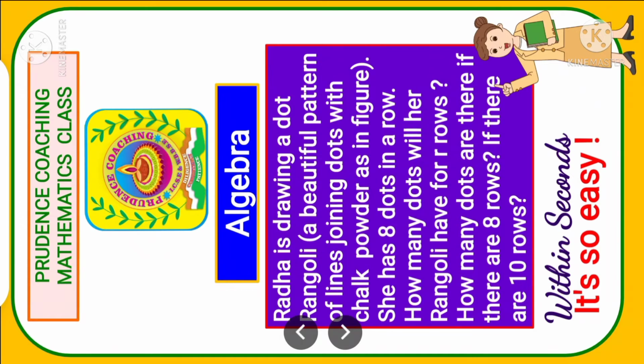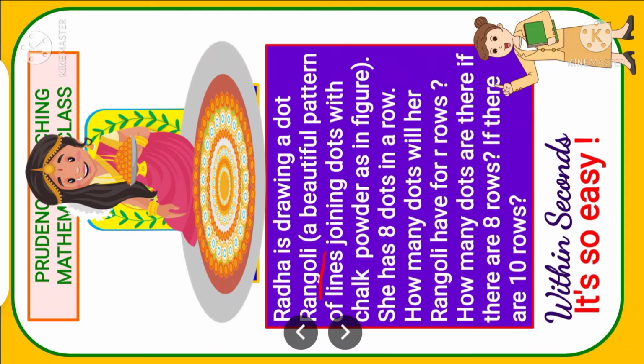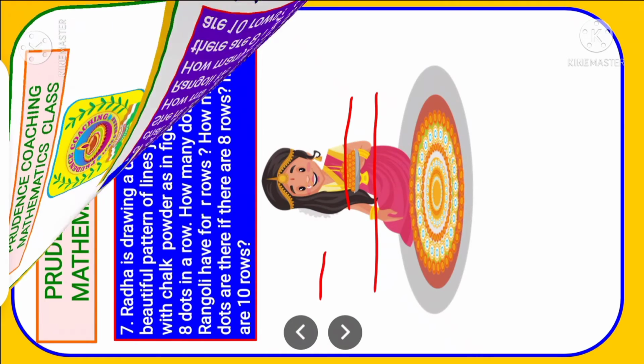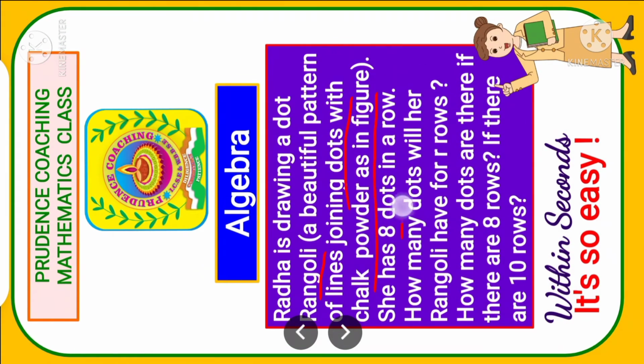So let's read the question first. Radha is drawing a dot rangoli. So Radha is a girl. She is drawing a dot rangoli, a beautiful pattern of lines joining dots with chalk powder as in the figure. As you can see in this picture, she is drawing like this. She has 8 dots in a row. Do you know what is the meaning of row? Row means this kind of horizontal lines. These are the rows and these are the columns. Here she is drawing 8 dots in a single row.